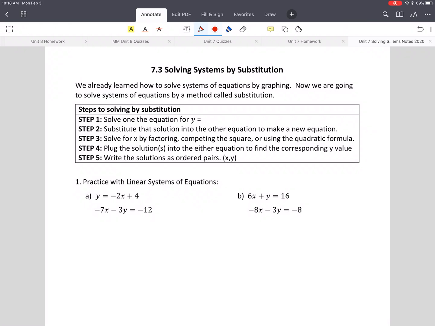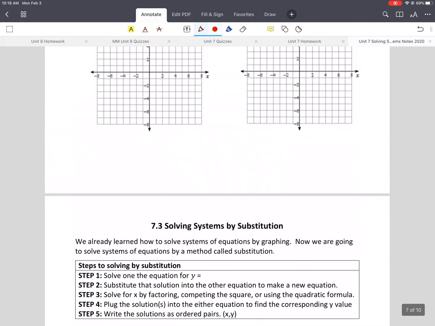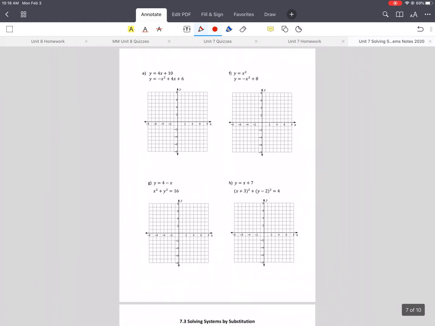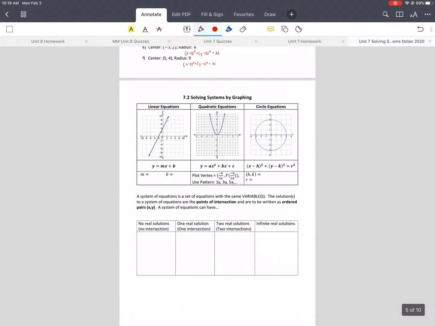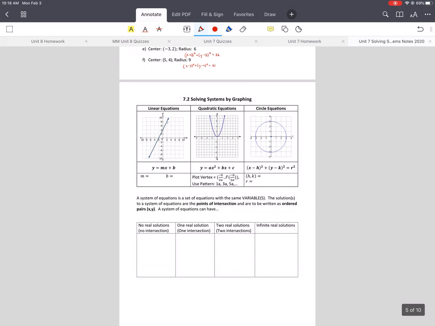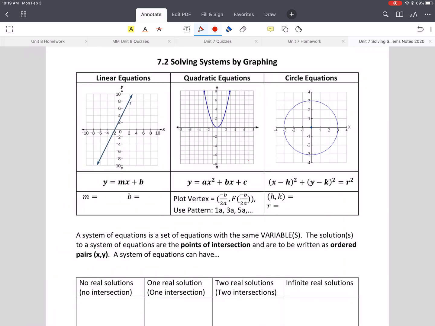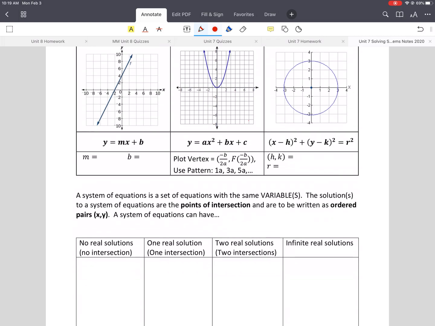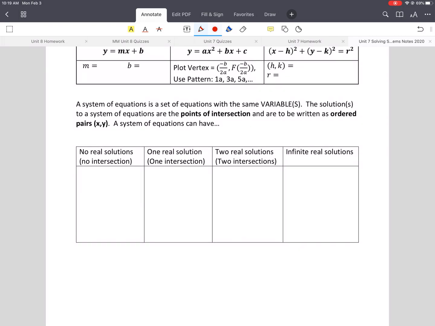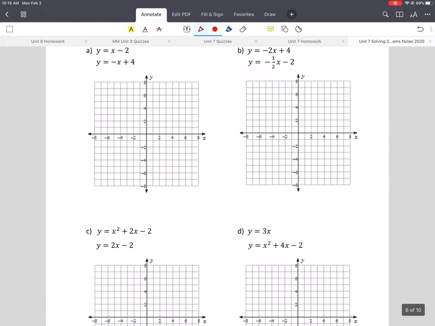All right, welcome. 7.3, solving systems by substitution. In our last class, we learned all about solving by graphing. You would graph linear equations or a quadratic equation or a circle equation, and we would just see where the lines crossed. That would be the intersection. You could have one solution, two solutions, or no solutions. So you may want to refer to that if you need to.